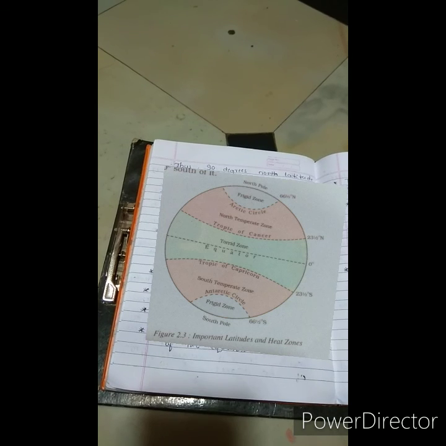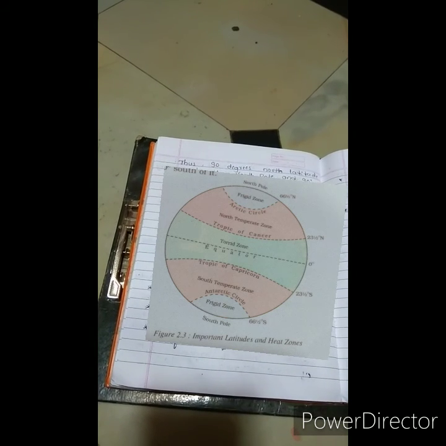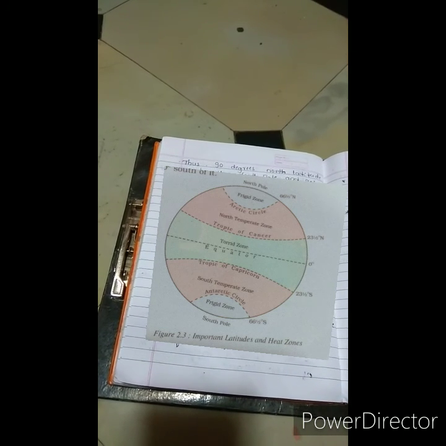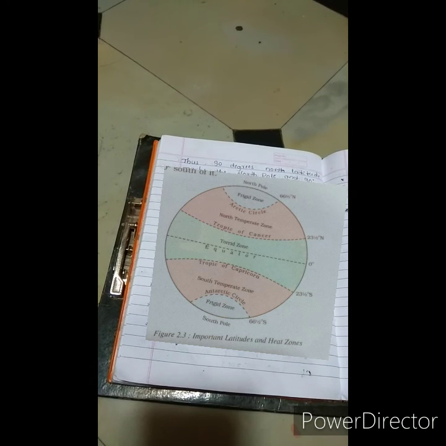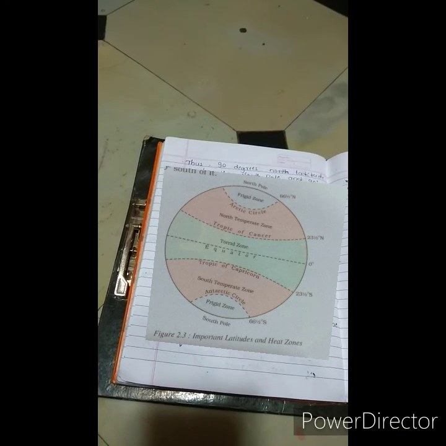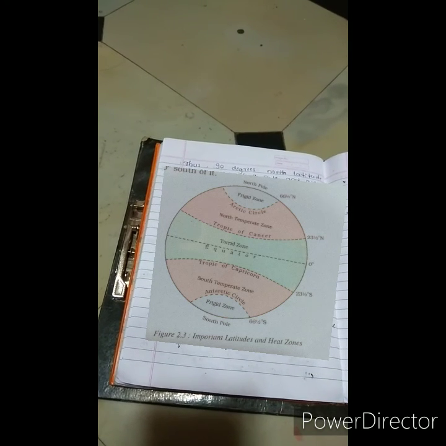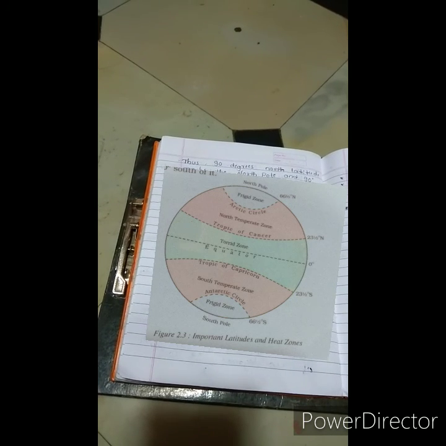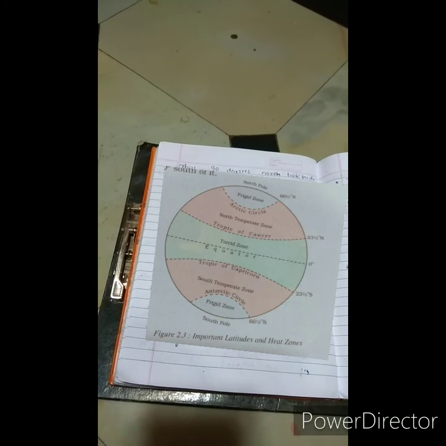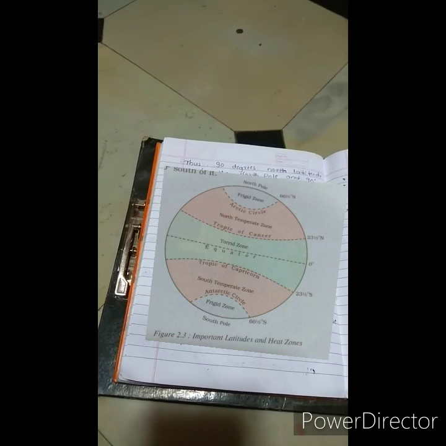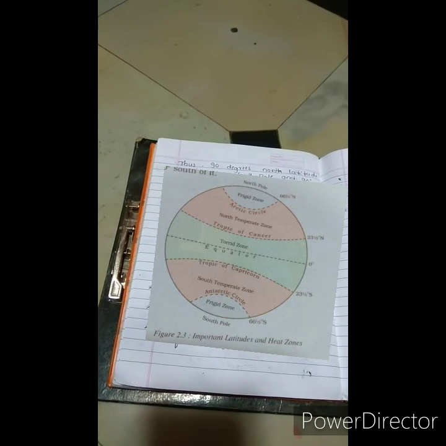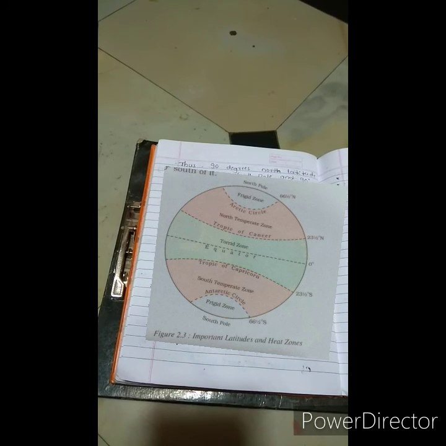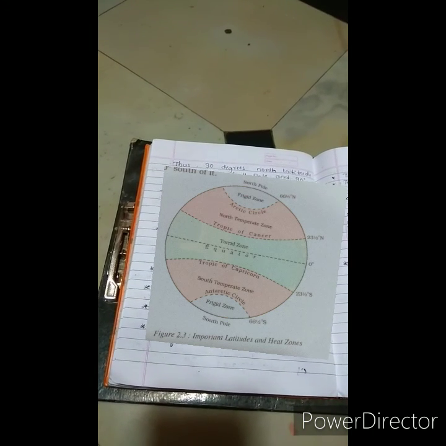All parallels north of the equator are called north latitudes. Similarly, all parallels south of the equator are called south latitudes. The value of each latitude is indicated by the letter N for north and S for south. Important parallels of latitude: Tropic of Cancer at 23.5 degrees north in the northern hemisphere. Tropic of Capricorn at 23.5 degrees south in the southern hemisphere. Arctic Circle at 66.5 degrees north of the equator. Antarctic Circle at 66.5 degrees south of the equator.